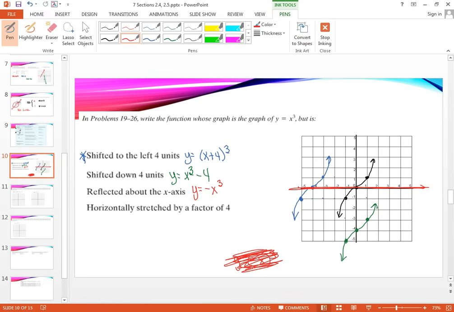So if I want to take the black graph and I want to stretch it horizontally, okay? So is that an operation that's inside or an operation that's outside? If it's going to be a horizontal anything, it's going to be inside the operation with the x. And if I want to stretch it by a factor of 4, that means I need to multiply by 1/4. Okay? All right, how does that sound? Take a minute and make sure you look at those, make sure they make sense.